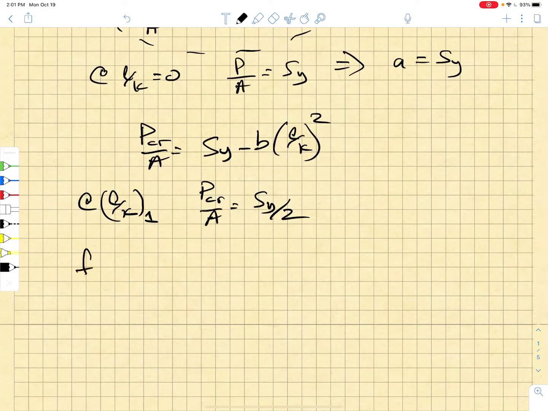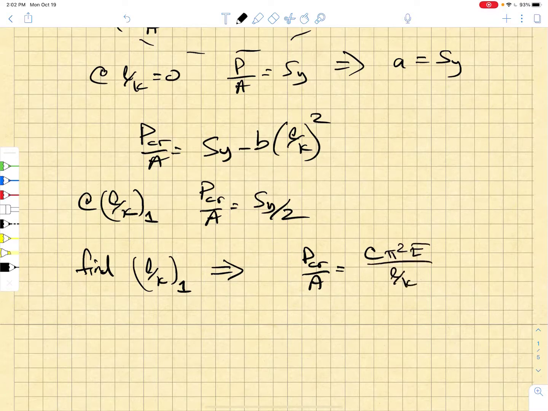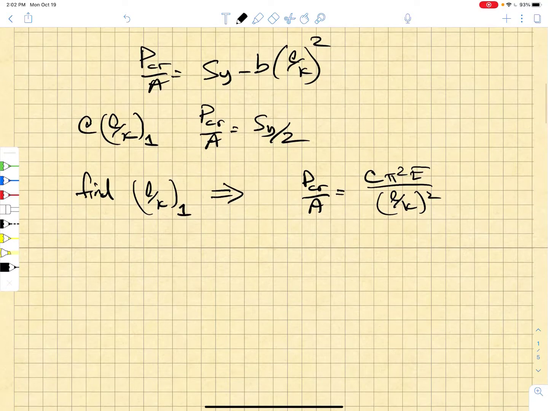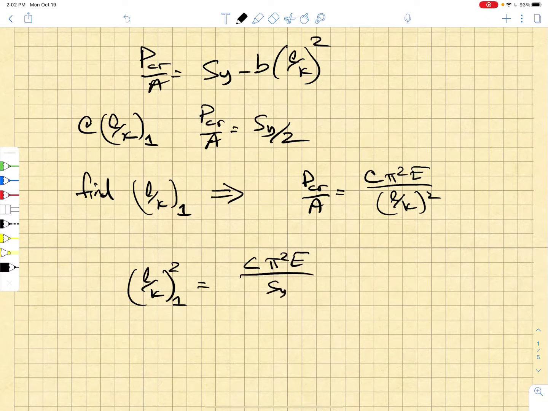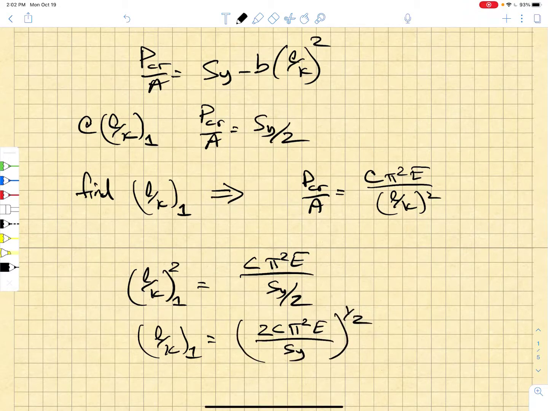We find L over K1 by realizing that the critical load over the cross-sectional area is C times pi squared E divided by L over K squared. And we know that at L over K1, that is going to give us C pi squared E equal to SY over 2. And so L over K at position 1 is just going to be equal to the square root of twice C pi squared E over the yield strength. So that's a relatively easy thing for us to find.